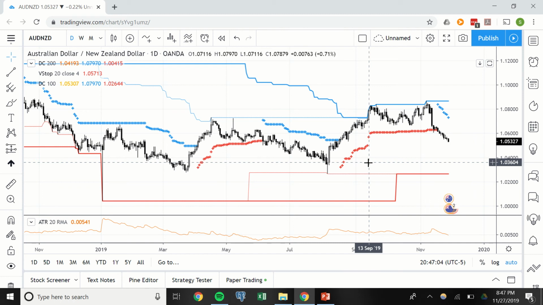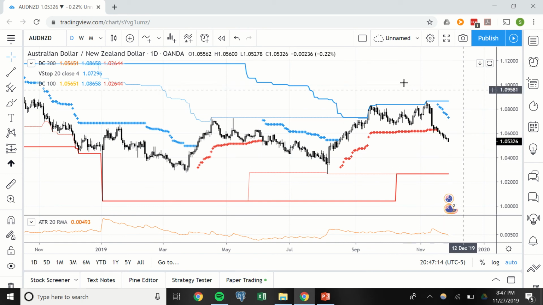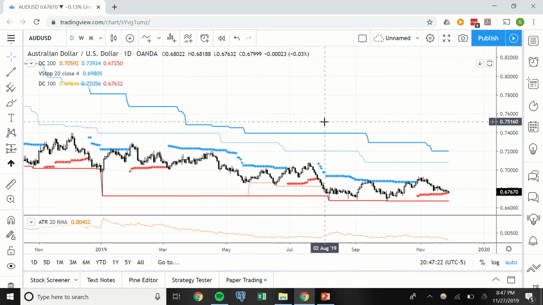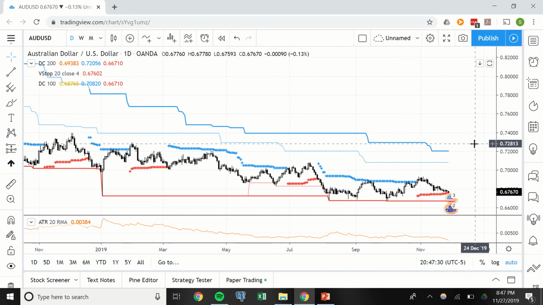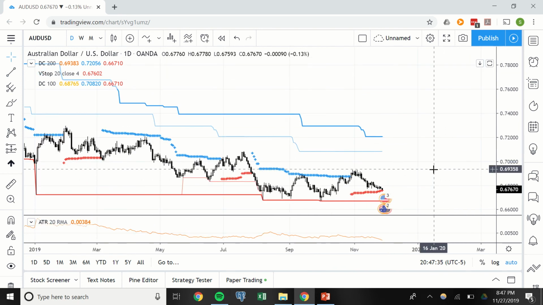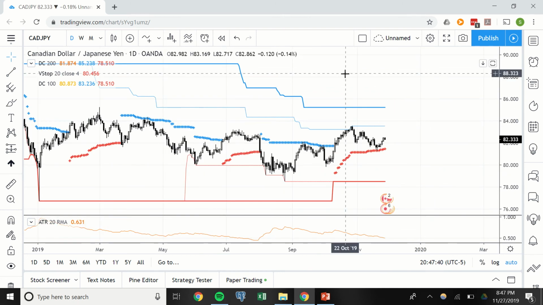This one is, I would have been long here. My initial stop would have been down in here, and I would have just gotten stopped out a couple days ago. So this position would be flat and nothing, no new 200 period high or low on this one today. So nothing to do on this market today. This one we had a new low here, and the stop is up in here, and it looks like you're probably still short. I don't think it hit the initial stop, so it's still in a short position at this point for the Australian against the dollar.